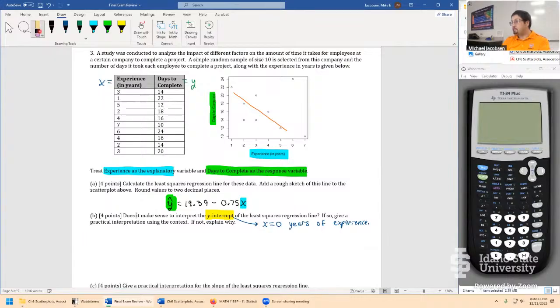the y-intercept is y hat equals, well, imagine what happens when you do plug in 0 for x. 0 goes literally right here and wipes out the negative 0.75. So y hat becomes 19.39 minus 0.75 times 0 for x. It goes back into that spot again. So the y-intercept is 19.39 days to complete.